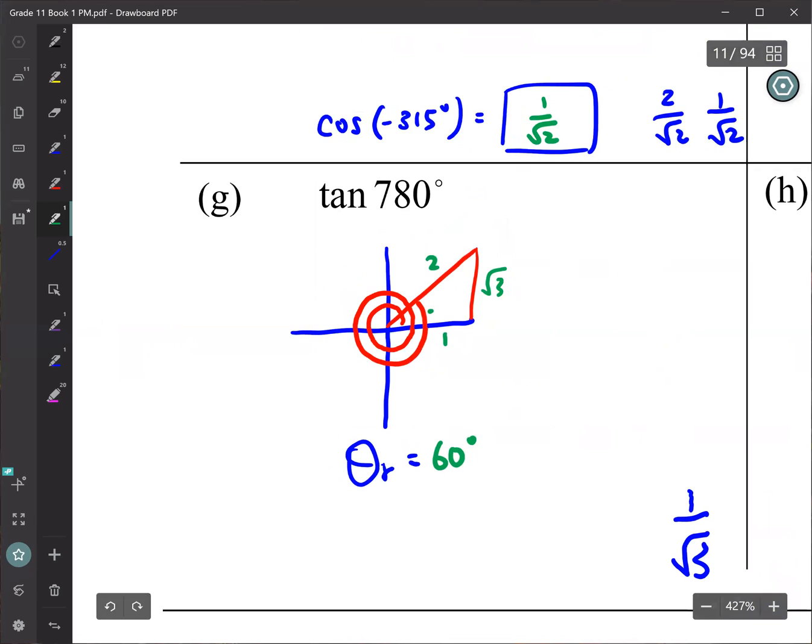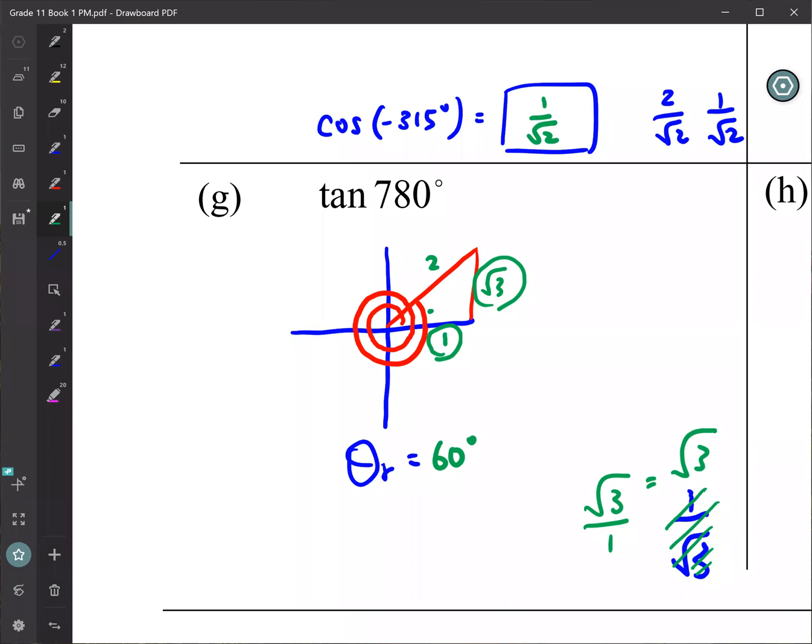We want tangent, right? Tangent is opposite over adjacent. So it should be the other way around, okay? Be careful, √3 over 1. √3 over 1, you can just write √3. And then we need to check sign. This one is in first quadrant, so all positive. So we just keep it positive.